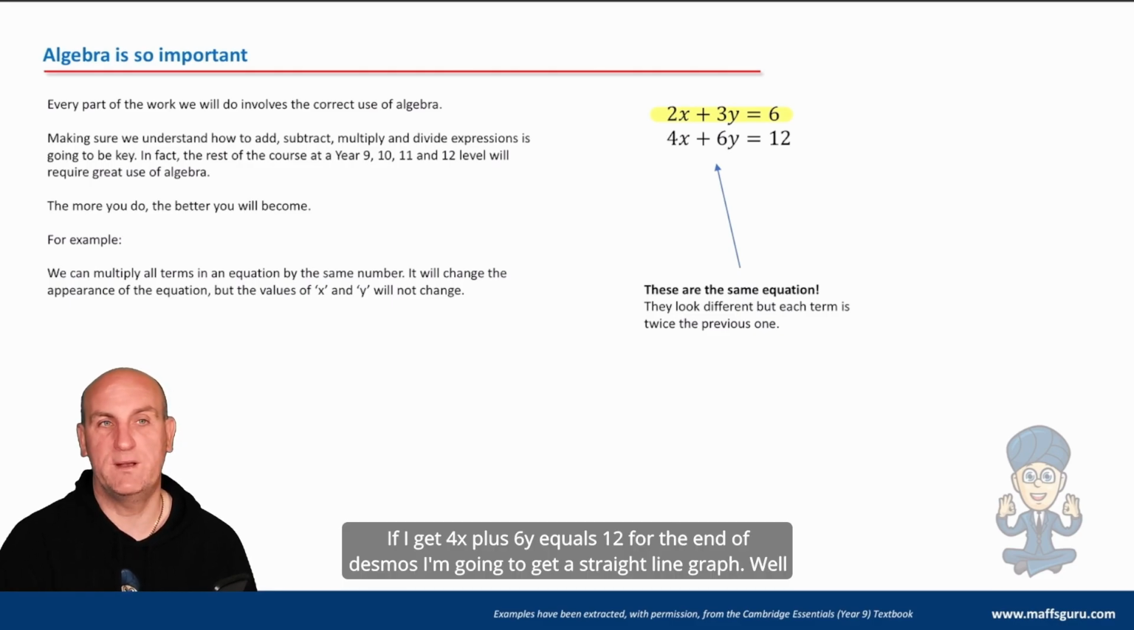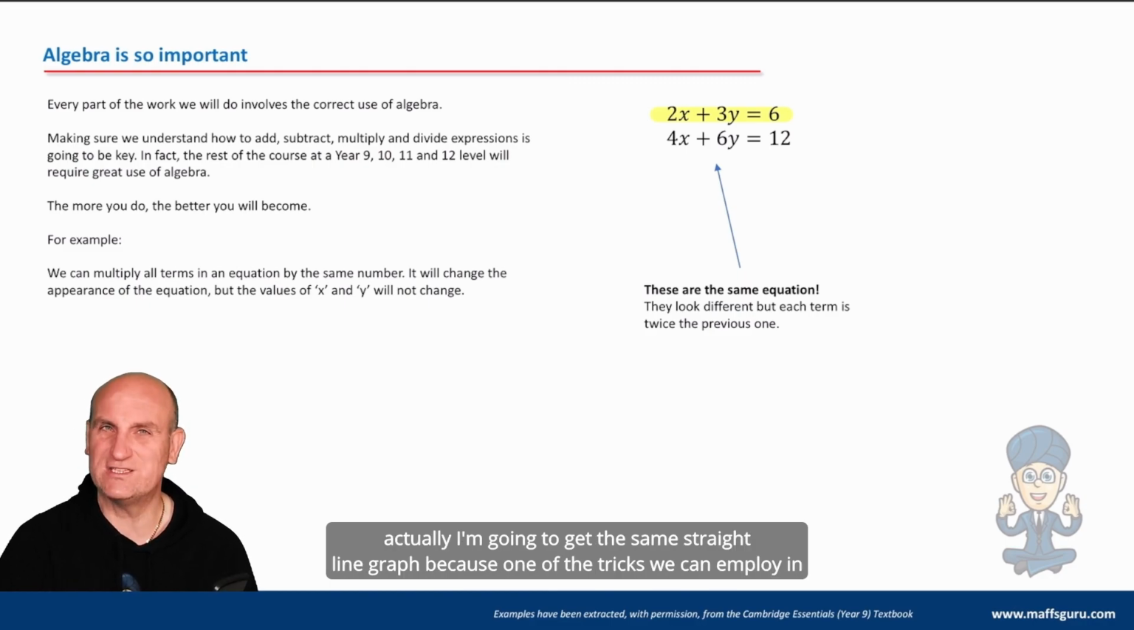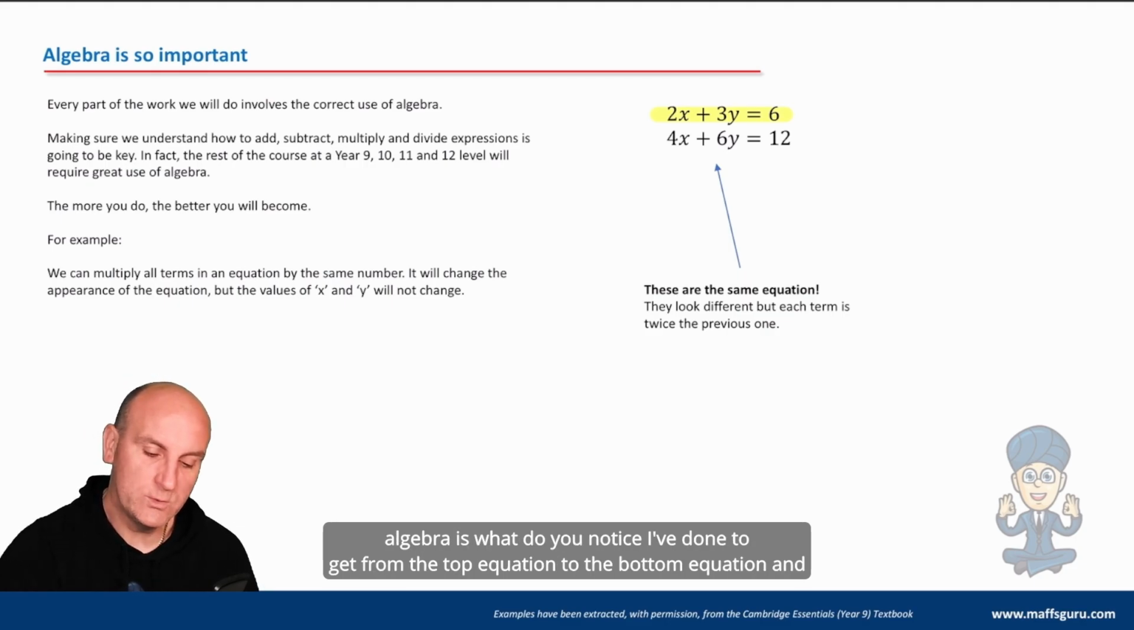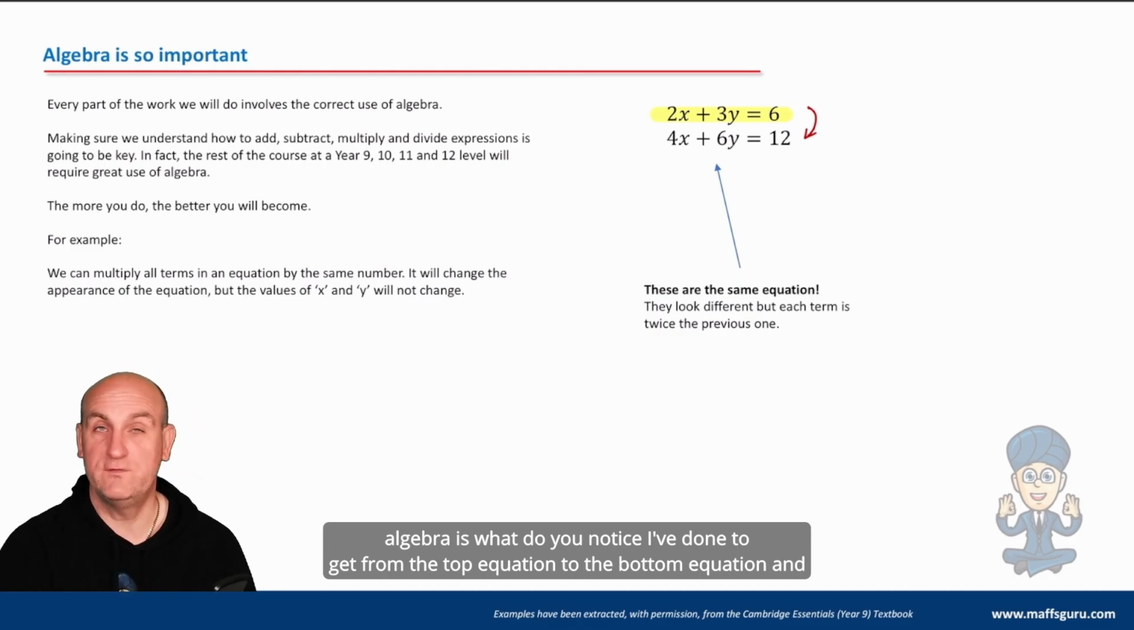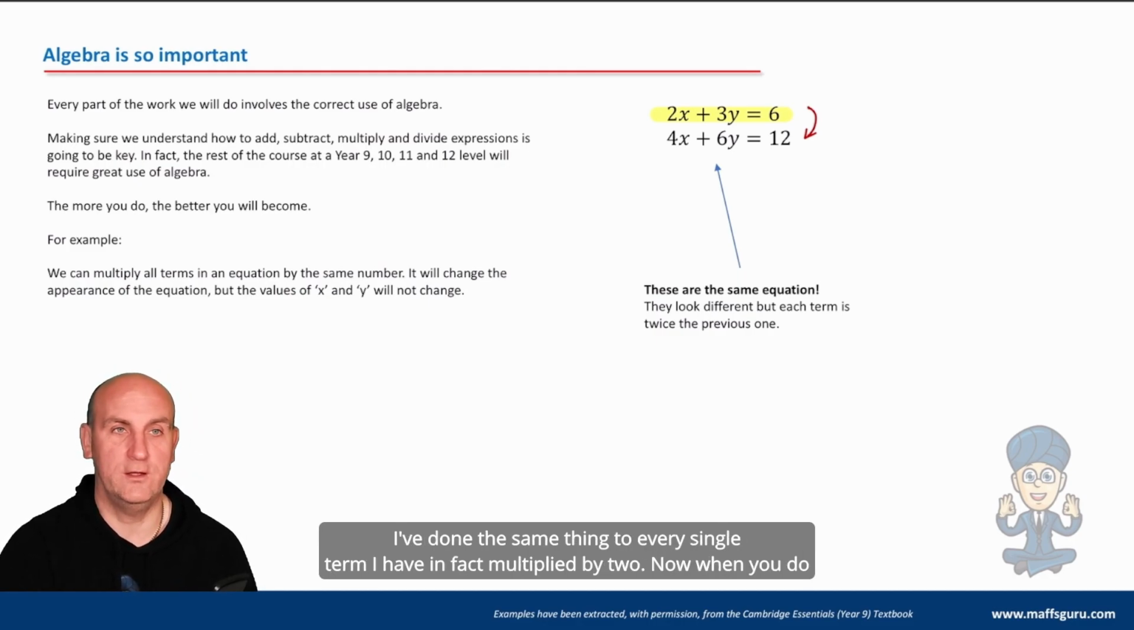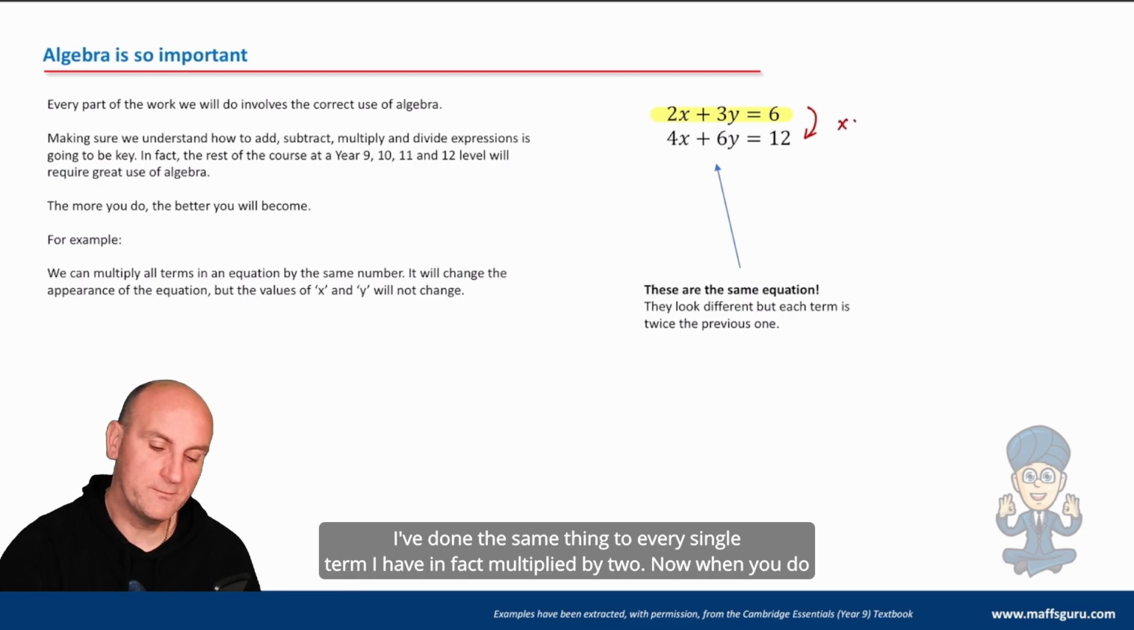If I get 4x plus 6y equals 12, put that into Desmos, I'm going to get a straight line graph. Well, actually, I'm going to get the same straight line graph. Because one of the tricks we can employ in algebra is, what do you notice I've done to get from the top equation to the bottom equation? I've done the same thing to every single term. I have, in fact, multiplied by 2.